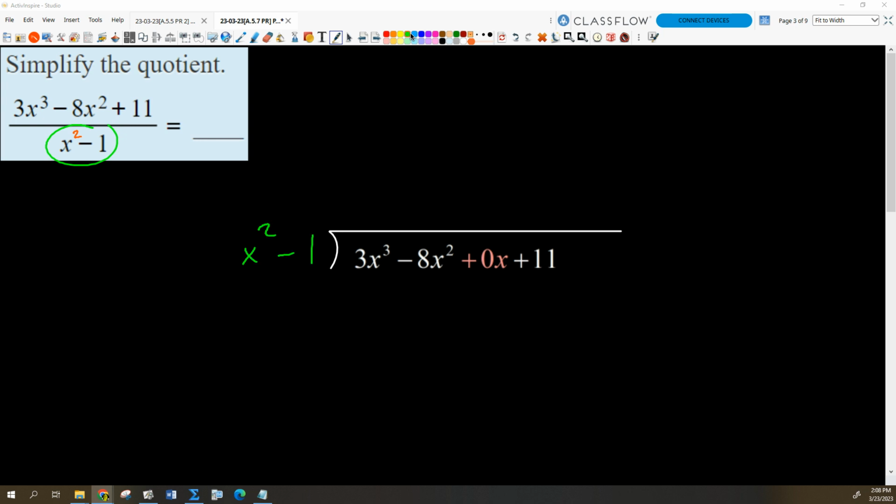X squared minus 1. Do I have to include a 0x there? No, I don't. Only inside. That's the only place I have to. Okay, now this is a little bit different than what we did with numbers.